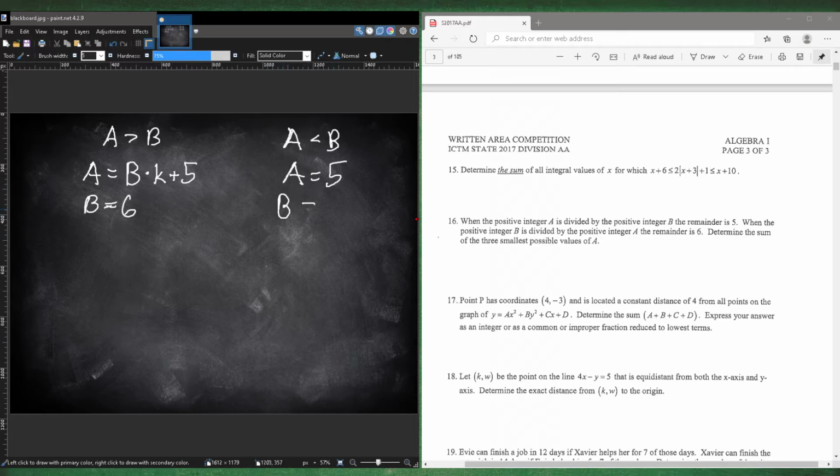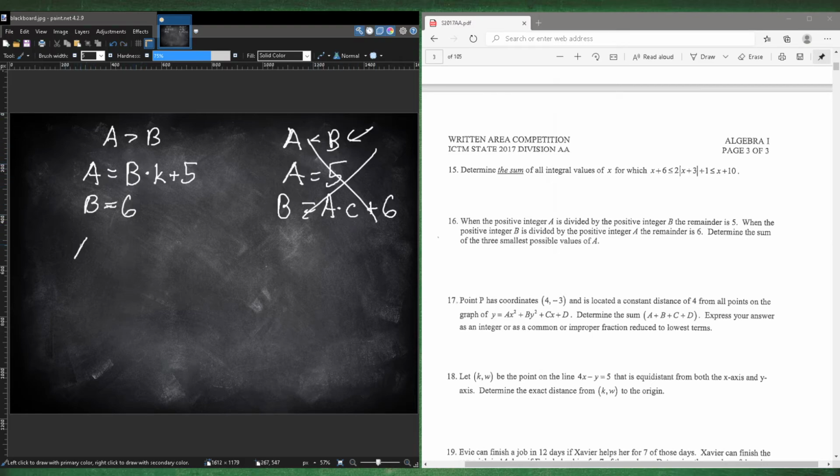Now for b, if b is divided by a, the remainder is 6. So that means a times some constant, let's call it c now because we used k, plus a remainder of 6. If you think about this, this case shouldn't be possible, because if b is divided by a and a is 5, how do you get a remainder of 6? That doesn't make sense as a remainder. So there should not be any case like this, and only the first case is possible.